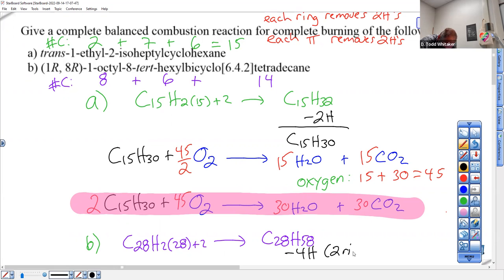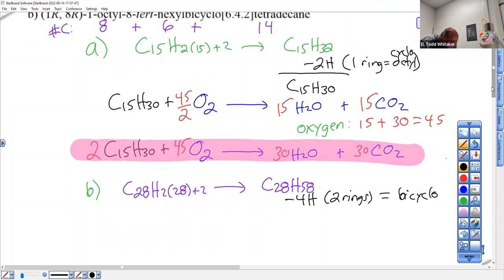Just a reminder. Cyclooctyl. 2 rings equals bicyclo. Because there's going to be students ask me, why did you subtract 4 H's? And there you go. C28H54. There you go, right?